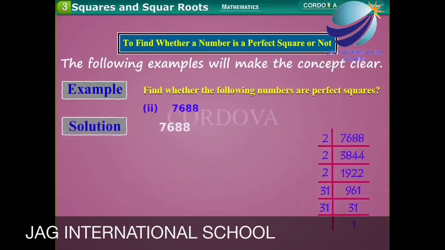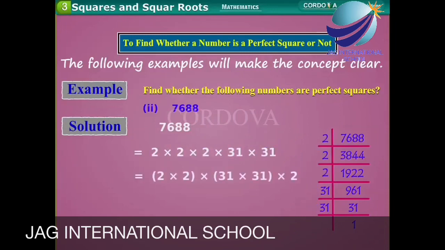7688. Solution: 7688 divided by 2, 3844 divided by 2, 1922 divided by 2, 961 divided by 31, 31 divided by 31 is equal to 1. 7688 is equal to 2 into 2 into 2 into 31 into 31, which is equal to 2 into 2 into 31 into 31 into 2, which is equal to 2 squared into 31 squared into 2. Since the last number 2 cannot be grouped, hence 7688 is not a perfect square of any natural number.